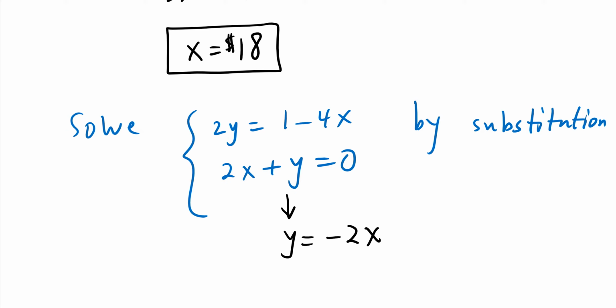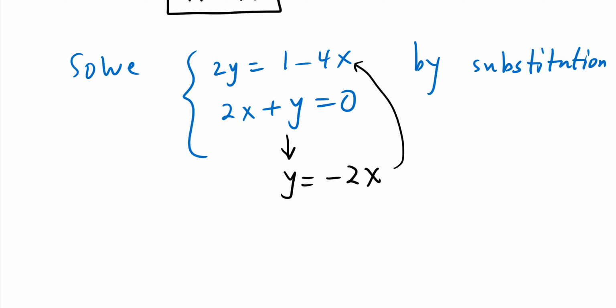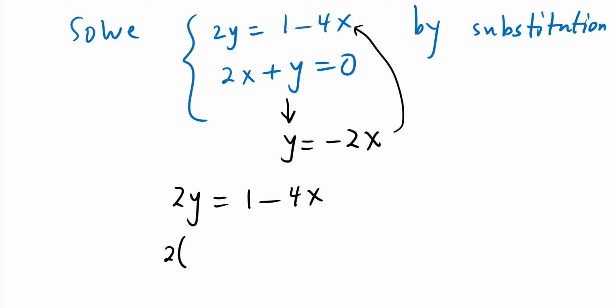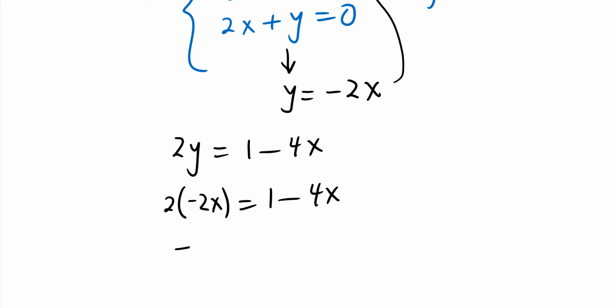Remember, I need to find the value of x and y if there is a solution. So what do we do here? I got y equals negative 2x. I'm going to substitute this into the first equation. Let me rewrite the first equation again. We substitute that in there. Instead of y, 2 times negative 2x. This is negative 4x equals 1 minus 4x. Add 4x to both sides. That gives us 0 equals 1.